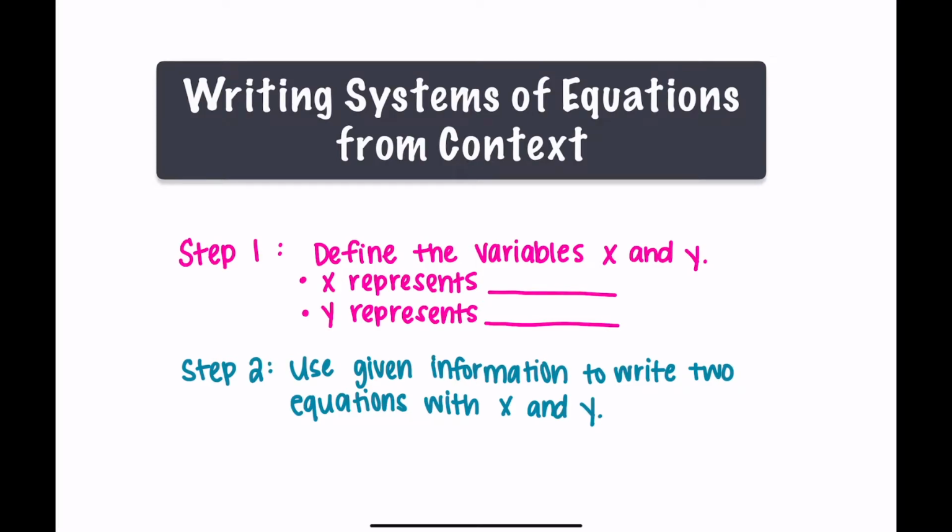In this lesson, we are writing systems of equations from context. So when you're given a word problem and you have to solve a system of equations from that word problem, there are two steps that are very important in setting up your problem. Step 1 is to define the variables x and y. Step 2 is to use the given information to write two equations with x and y.